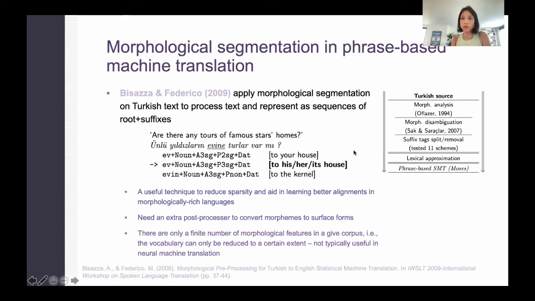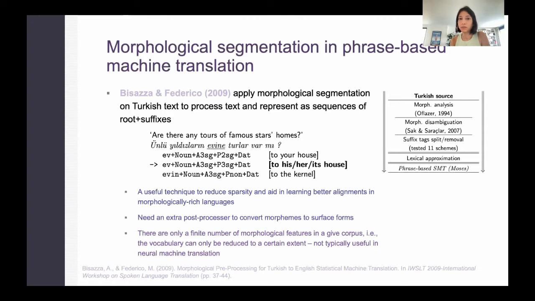The idea of using morphological segmentation was first proposed by Visatza and Federico to use in phrase-based machine translation. So Visatza proposed to apply morphological analyzers and also disambiguation tools because the analysis of a word changes in context, and simply to split each word's features, or let's say these morphological tags, into separate tokens and learn the translation model by mapping the morphological features in Turkish to words in English.